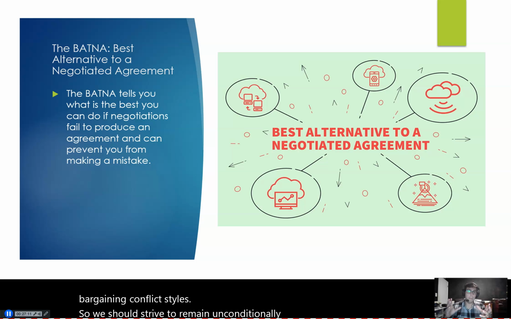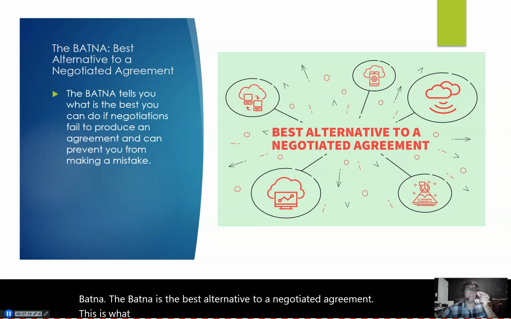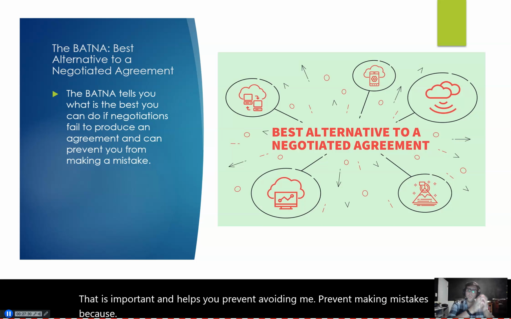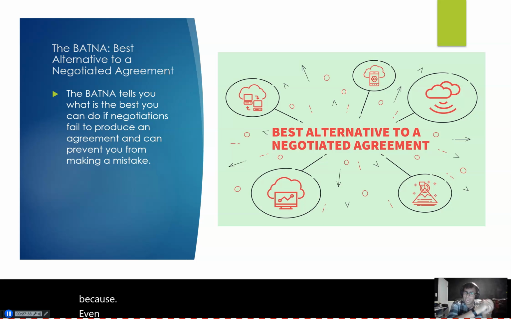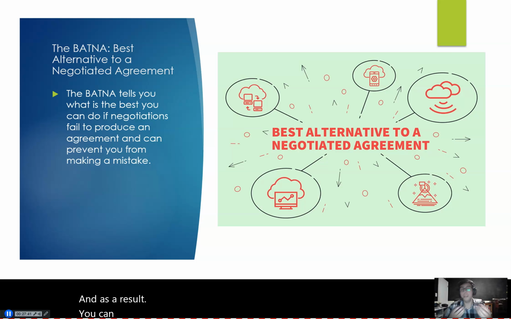Lastly, we have the BATNA. The BATNA is the best alternative to negotiated agreement. The BATNA tells you what is the best you can do if negotiation fails to produce agreement. That is important and helps you prevent making mistakes, because your BATNA might be better than what the other person has to offer. And as a result, you can then avoid making that mistake.